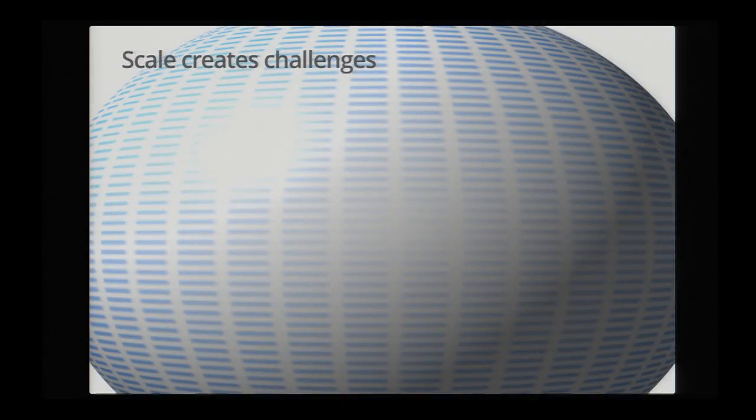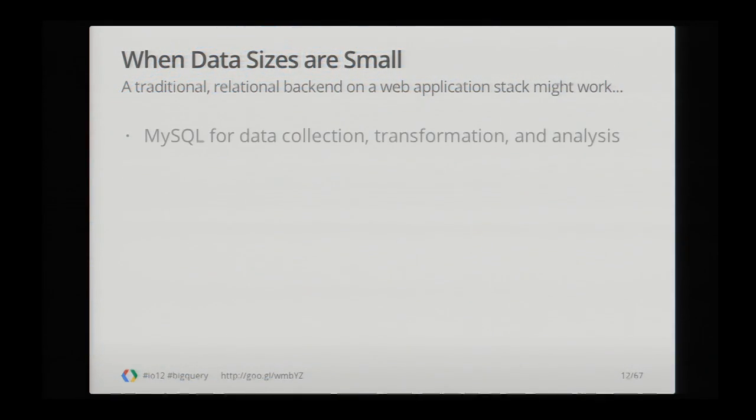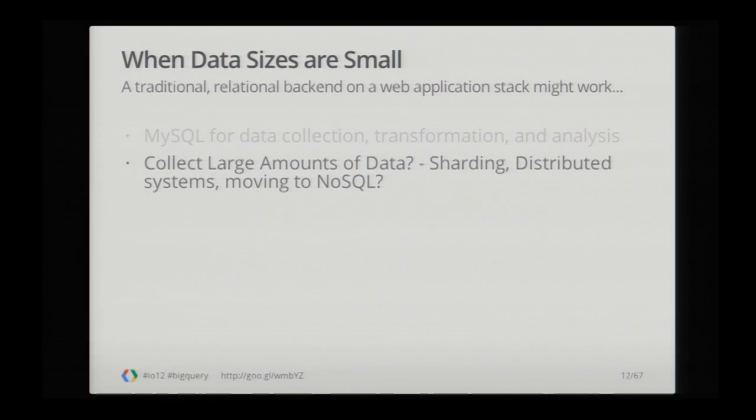But as your data gets large, it creates challenges, right? So what are some scale problems? When data sizes are small, yeah, you can use MySQL for everything, right? But when it gets large, you have to worry about the amount of data you have overwhelming the memory that you have available or the storage you have available. You get into performance problems, right? So sometimes you have millions of people using your web application, and it doesn't scale. You need to shard your database. You need to have a distributed system to make sure that this works for you.